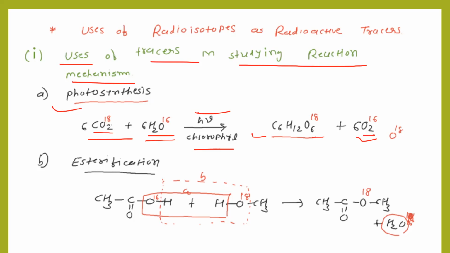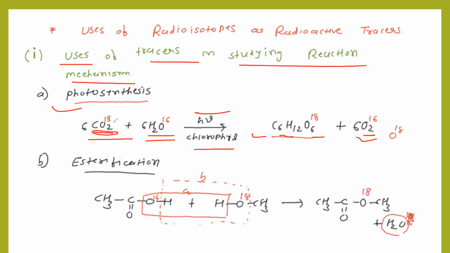Which oxygen of the reactant is used to prepare or form or synthesize glucose? If you want to detect that, we have to go for the radioactive isotope tracer. So suppose in this oxygen, in carbon dioxide, the isotopic oxygen is taken.